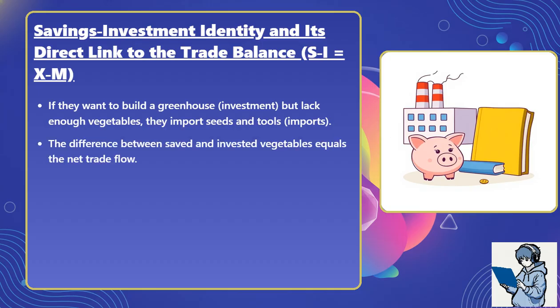The difference between saved and invested vegetables equals the net trade flow.